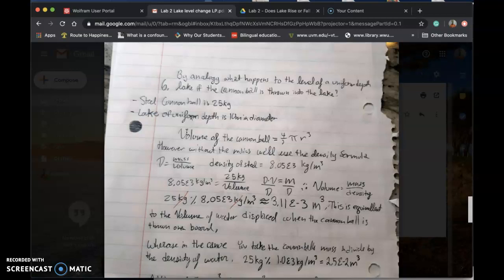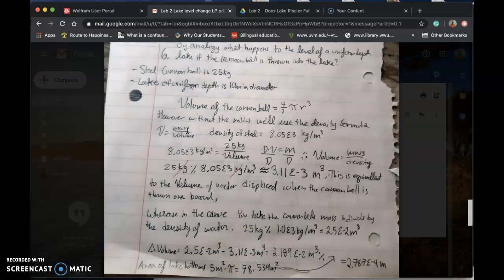In order to figure out the amount of volume, you take the mass of the cannonball and divide it by the density of steel, and you get 3.11 E minus 3 meters cubed. And that equals the water displaced when the cannonball is thrown overboard, as we've seen from before with the ball bearing. Whereas with the canoe, you take the cannonball's mass and divide it by the density of water, and you get 2.5 E minus 2 meters cubed.